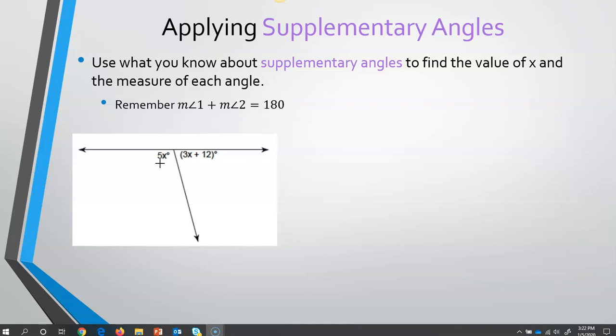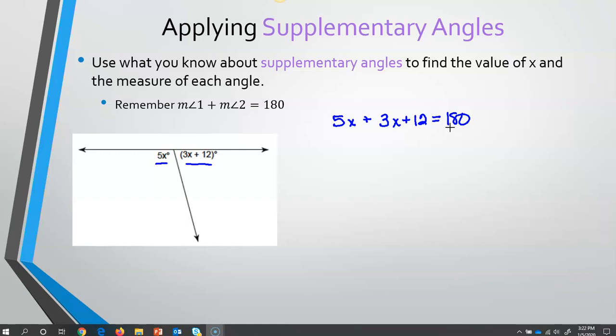All right, so we're going to take our two angles, angle 1 and angle 2, and we're simply going to add them together. So I have 5x plus, there's my first angle, angle 2 is 3x plus 12, and the sum of those is going to equal 180. That's what makes them supplementary. Now I use my steps for solving equations.